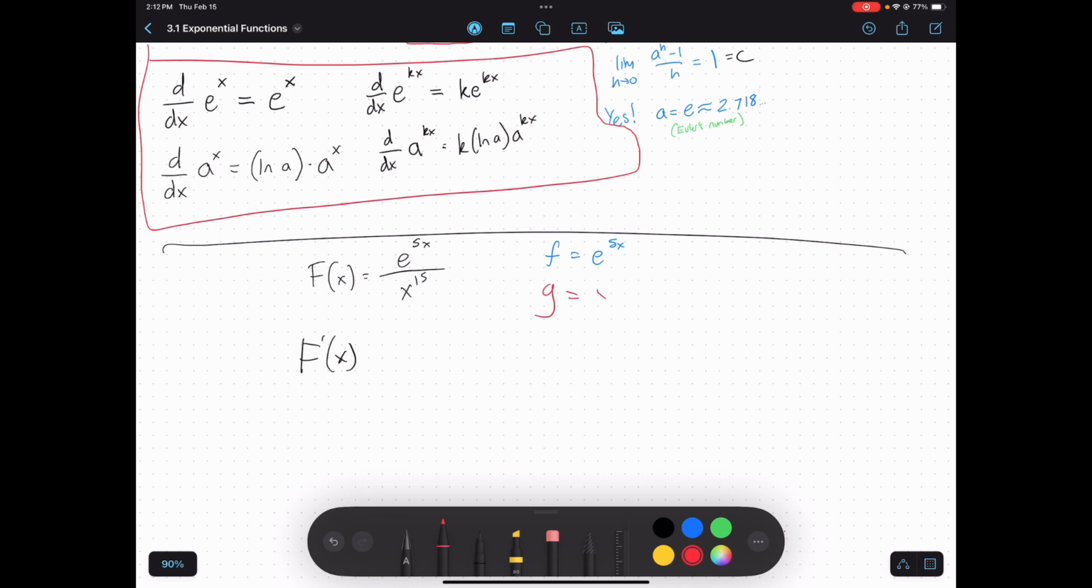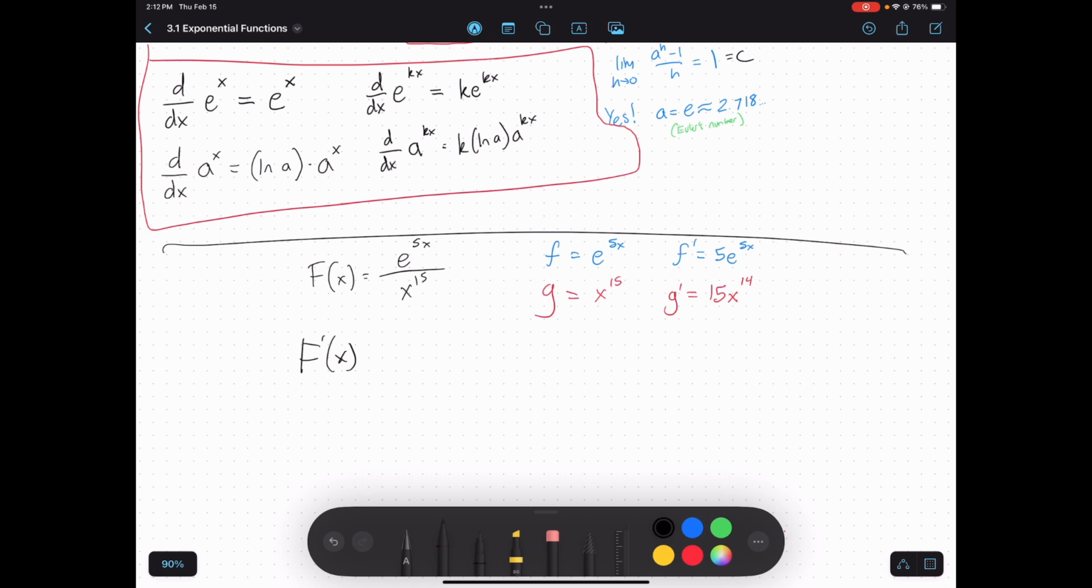I chose this one because these are two fundamentally different functions. The top function is once again an exponential function, so the derivative of my top function would be 5e to the 5x. Your function stays exactly the same, except I multiply by whatever constant is up there with the exponent. But g is a power function, so I use the power rule, 15x to the 14th power: bring the exponent down and then subtract 1 from the exponent.